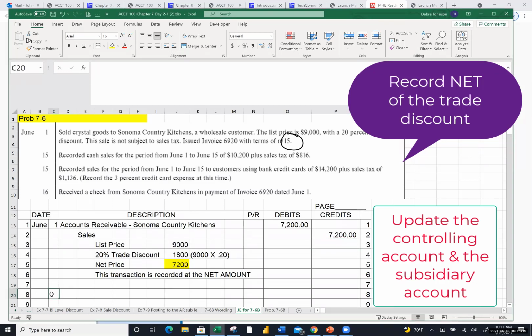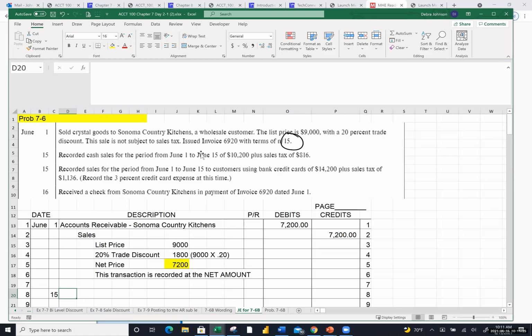Okay. Then on the next one, on June 15th, they recorded cash sales. So they saved up their cash sales and they're recording them, it looks like twice a month. And this one says from June 1st to June 15th, we had cash sales of $10,200 plus sales tax. Okay, note this. On the test, I would expect you to be able to calculate the sales tax.